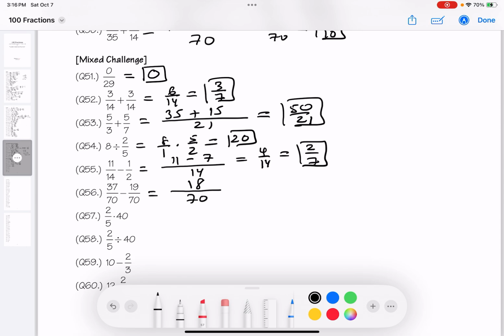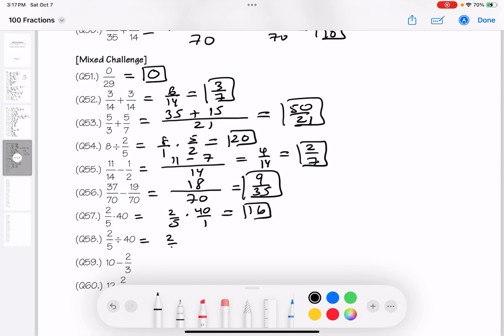18 over 70, well, I'm going to reduce it. I'm going to divide by 2, and that would give me 9 over 35. We'll put this one down, it's a multiplication problem, and it's 2/5 times 40 over 1. 5 goes into 40 8 times. 8 times 2 is 16.